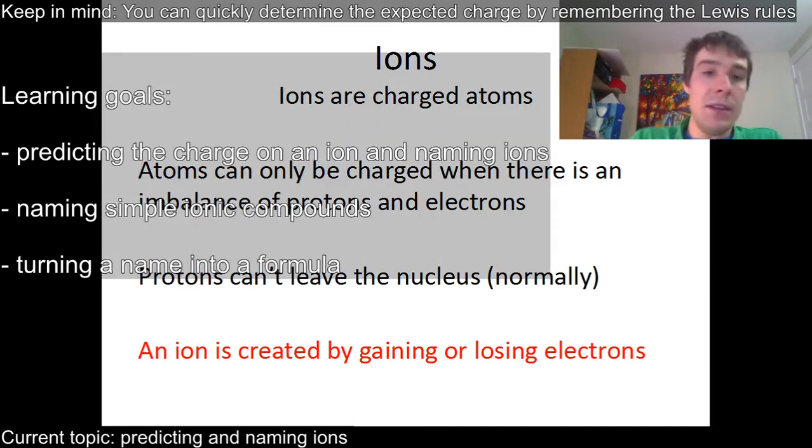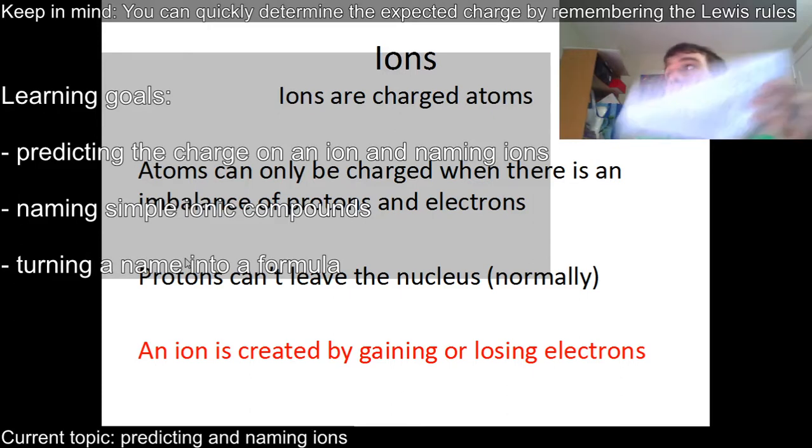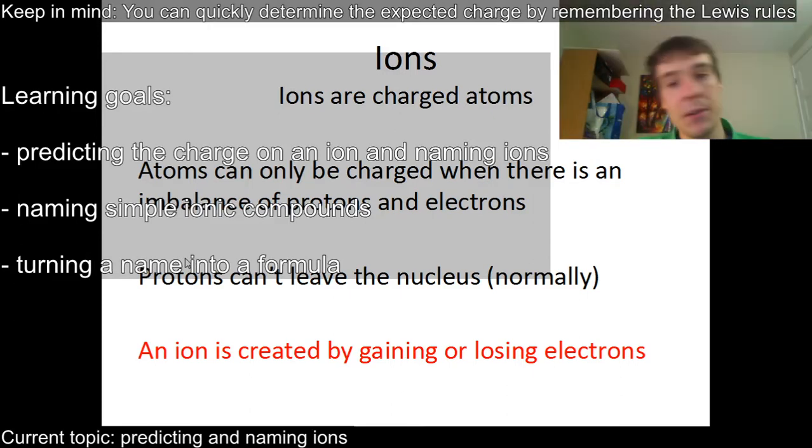So here's what we're interested in doing today. It's a shorter schedule than normal, so we'll probably spend some time doing practice questions at the end of the video. What we want to do here, we're going to predict the charge on an ion and do some naming of just individual ions. Then we're going to name simple ionic compounds after we've learned how to name the actual ions. And then we're going to do the slightly more difficult thing of turning a name back into a formula. But thankfully, we always have our handy-dandy periodic table to help us out.